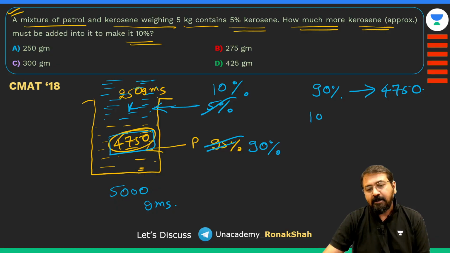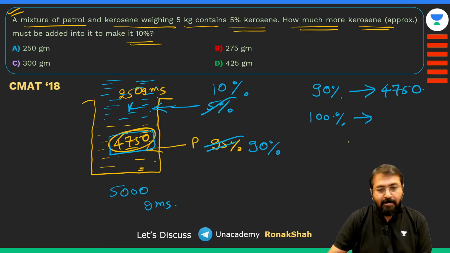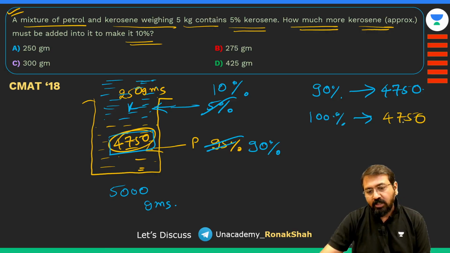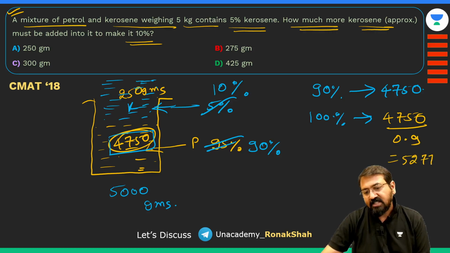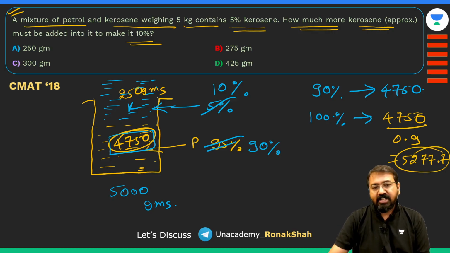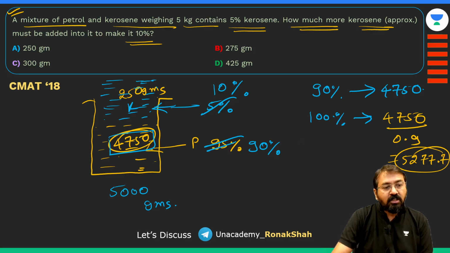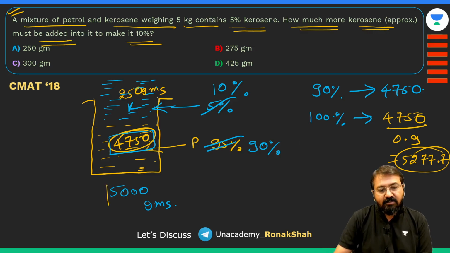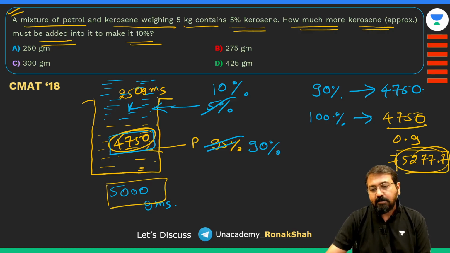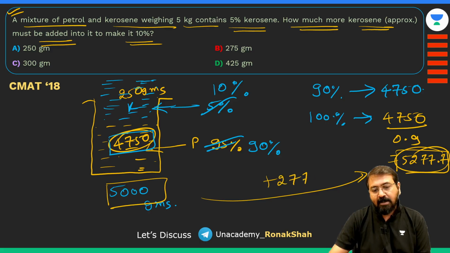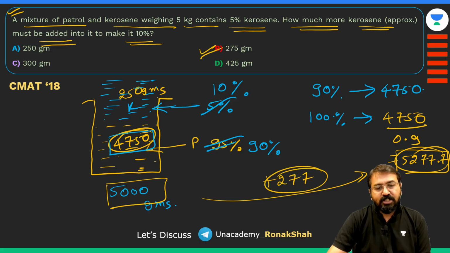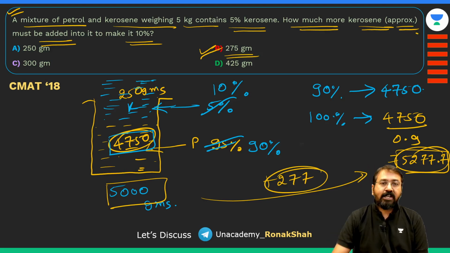So what will be 100%? This will be 4750 divided by 0.9, which comes out to be 5277.7, so approximately 5278. They are asking how much kerosene should be added. Earlier the weight was 5000 grams and now it has become 5277 grams. So we have added 277 grams approximately. Here the option is 275 grams because we had to find the approximate value.